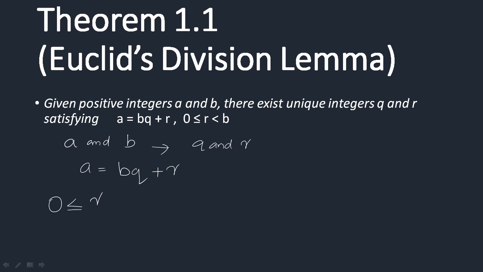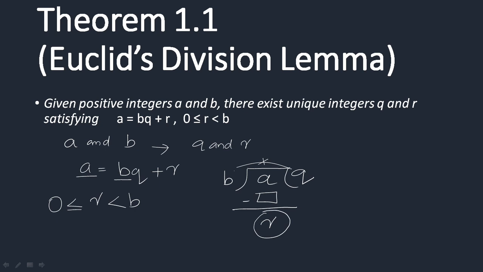So its condition is a is equal to bq plus r. R is the remainder. Its condition is it should be greater than or equal to 0 and less than b. So we will be dividing a by b. When a is divided by b, we have a quotient q. When b is multiplied by q, we get an answer, and when we subtract it from a, we have a remainder r. So what is the condition of r? The r should be greater than or equal to 0 and r should be less than b.